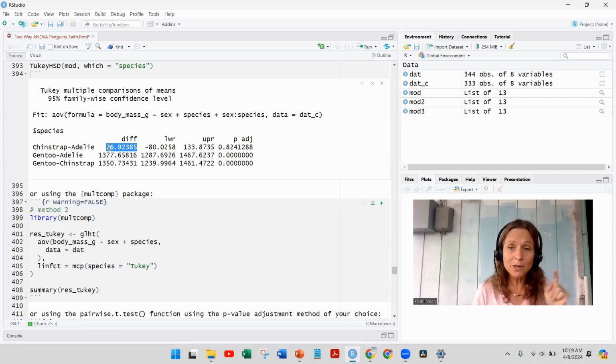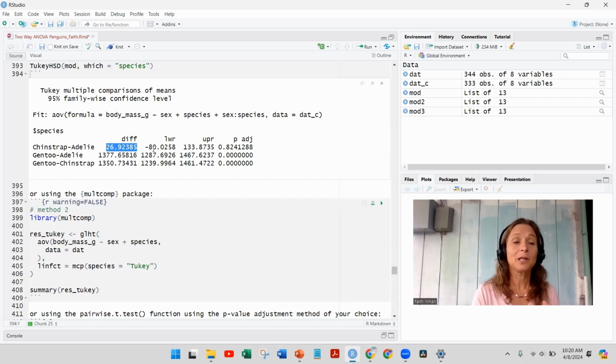Right away, which one is bigger? Well, chinstrap's bigger. Besides that, we looked at the plots and we could see that chinstrap was bigger. Remember that was the one with the little line. That's positive, so chinstrap minus Adelie is positive. If chinstrap were smaller, then chinstrap minus Adelie would be negative. So if the difference is positive, then this first species is larger. And the difference is 26. Is that a very big difference? 26 grams? No, that's a pretty small difference.